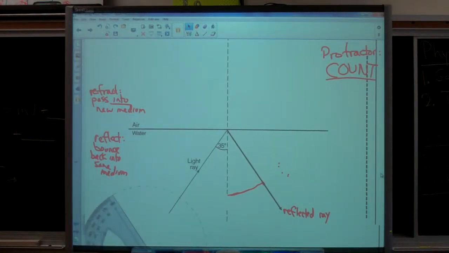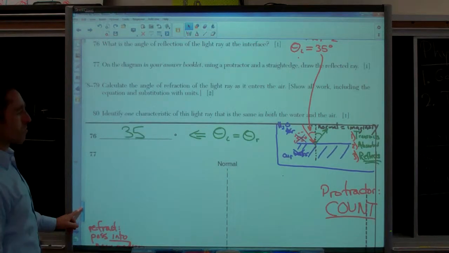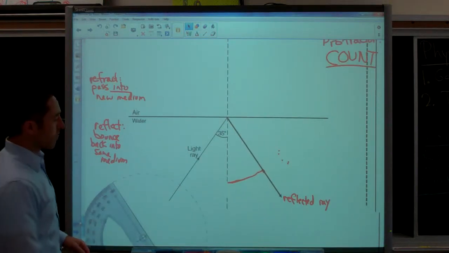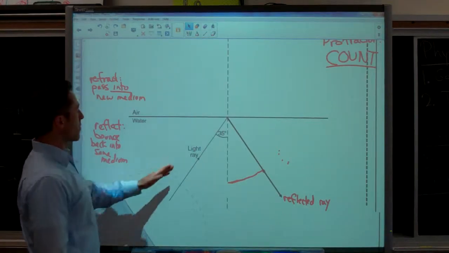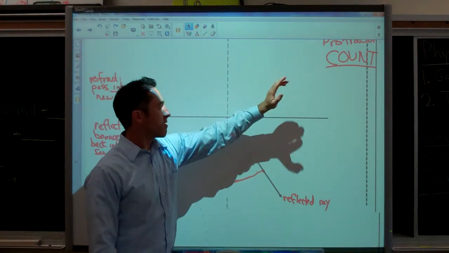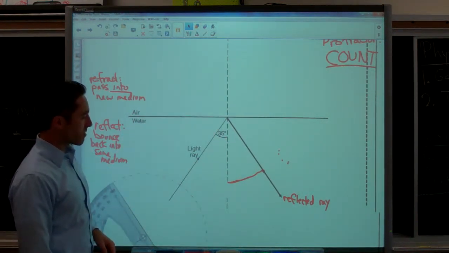All right, so where we left off was figuring out the refracted ray, which is part of the whole 76 through 80 question. Now, we were calculating the angle of refraction, and what we said was, if you follow the incident light ray, the light ray coming up, that it will somewhere roughly head into this region, which would be quadrant one in math. Somewhere in this region, we should expect to see it.